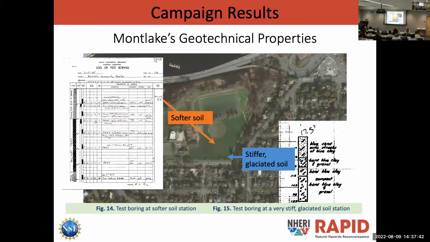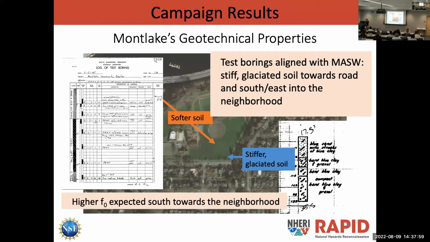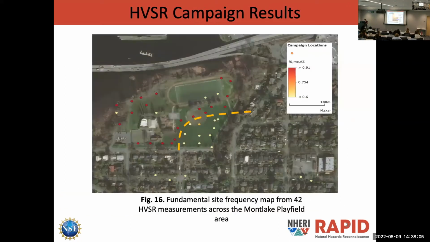And then moving on to the actual campaign results, we found from the MESW and site boring data that there was really stiff glaciated soil towards the southeast end of the park and towards the neighborhood, and then softer soil moving northwards into the park itself. So we would expect here that the frequency would be higher towards this part of the neighborhood, going southeast.